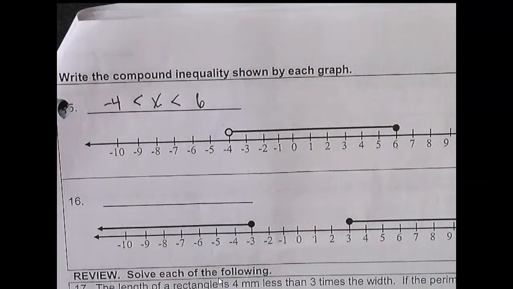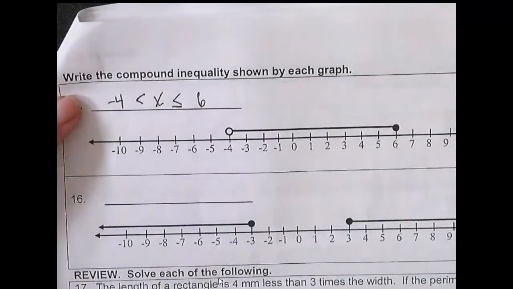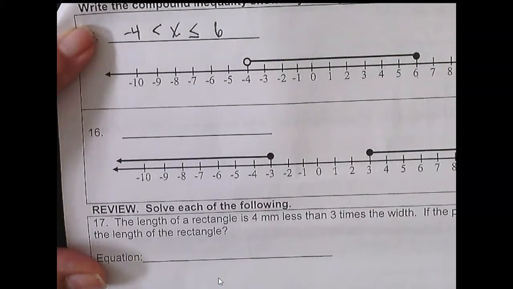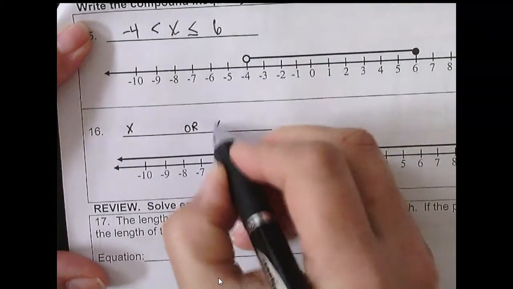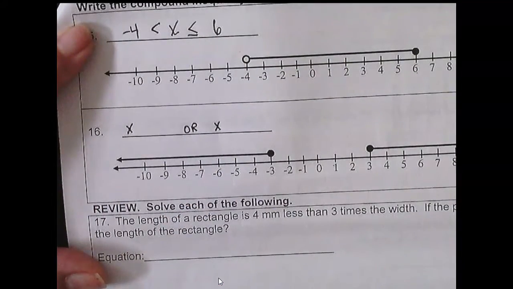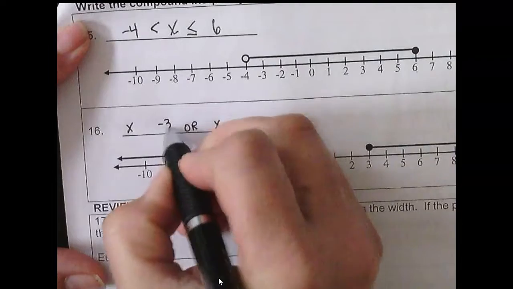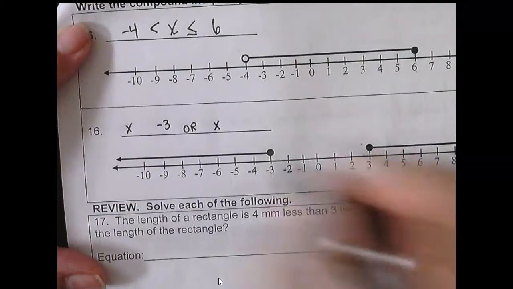What about the close part? Better close the 6. And that's pretty simple. I kind of like those. Let's do the next ones. So I can put the word or. I can put x. I can put the numbers negative 3. And I can put the number 3.